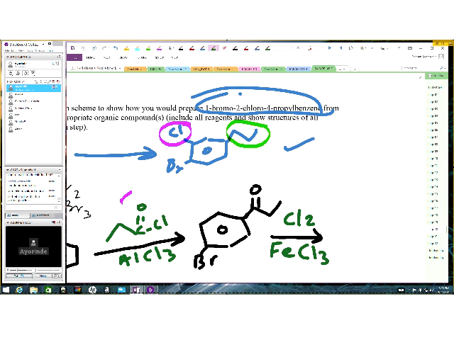So now, at this point, the bromine is an ortho-para director, so it will direct to the ortho position. Fortunately for us also, this group here, what we call the acyl group, is a meta director. So whereas the bromine will direct ortho, that simply works fine, and therefore you get this.